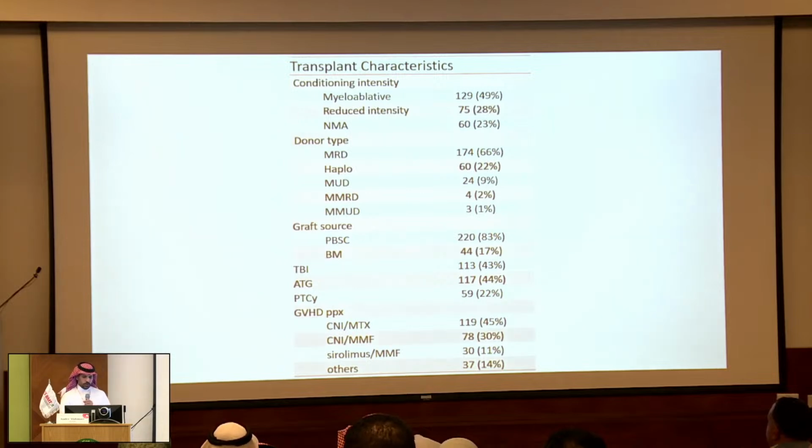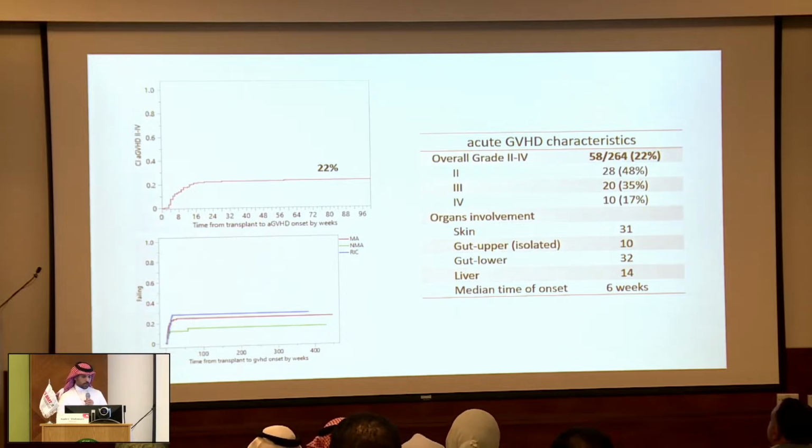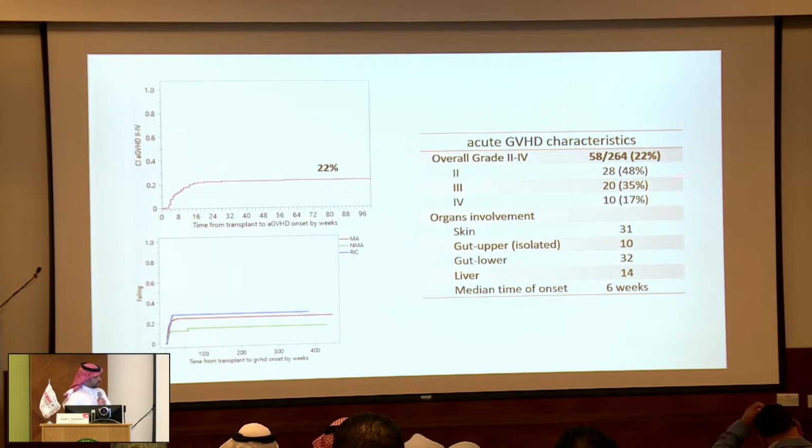The most common prophylaxis used is CNI plus methotrexate, followed by CNI and MMF, and sirolimus MMF mainly for the hemoglobinopathies. So in total, we have an overall rate of grade 2 to 4 acute GVHD of 22%. The most common is grade 2, 48% of the 58 patients identified, followed by grade 3 and grade 4, with a cumulative incidence of around 22%.